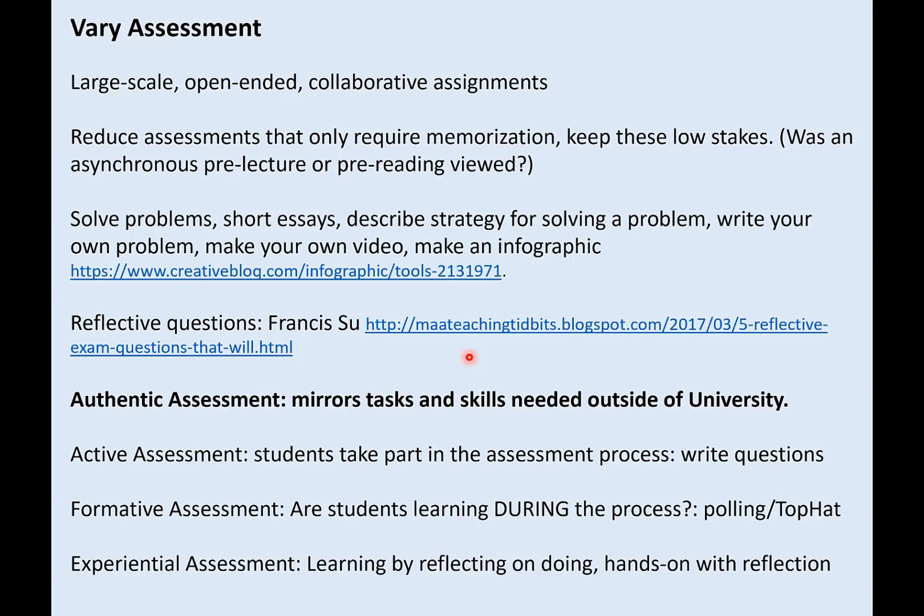There's also experiential assessment. And this is not only doing something hands-on, but it's doing hands-on with reflection. And right now there's certain museums or gardens that are open. You can set up an assignment where students will go there and maybe do an online tour, and then they'll answer questions. And that is a really nice experiential assessment.